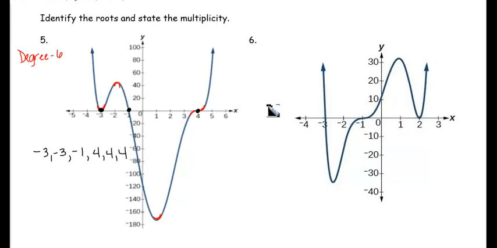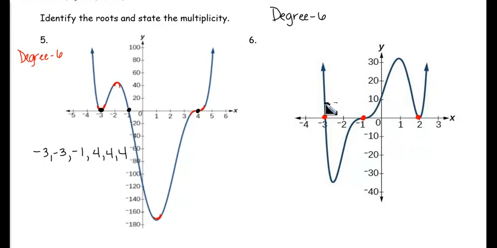On number 6, same thing. Let's count our turns first. I have 1, 2, 3, 4, 5 turns. So this also has a degree of 6. I'm going to look for where it touches or crosses. So I have a root at -3, -1, and +2. How many will I have of each type?